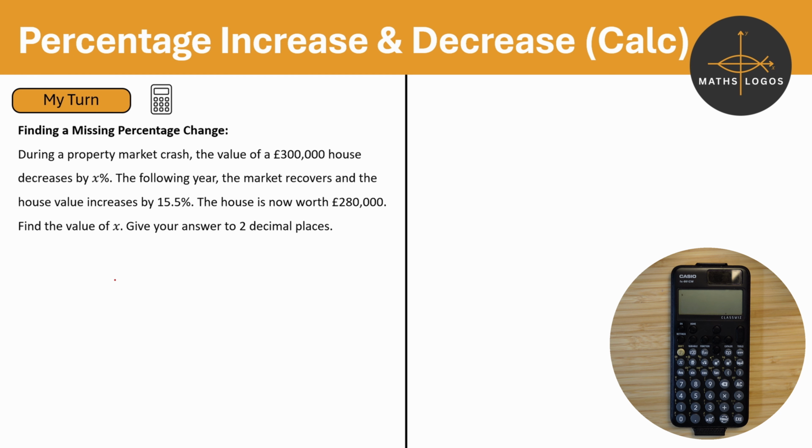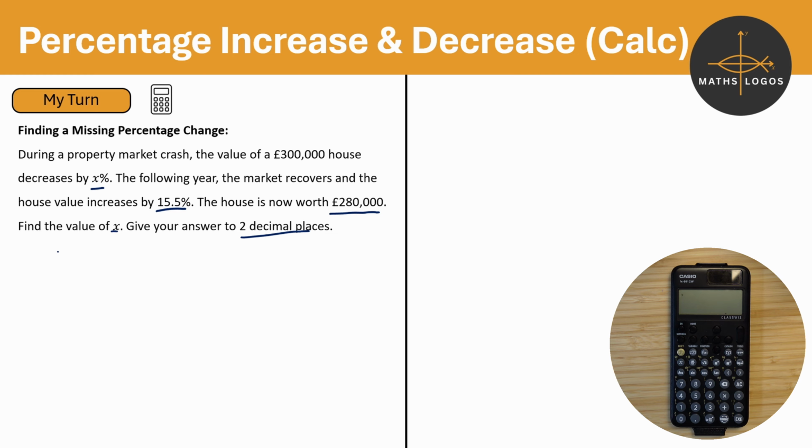The last type of example we're going to look at is where we need to find a missing percentage change. During a property market crash, the value of a £300,000 house decreases by X%. That's what we want to find. The following year, the market recovers and the house value increases by 15.5%. The house is now worth £280,000. Find the value of X, give your answer to 2 decimal places.